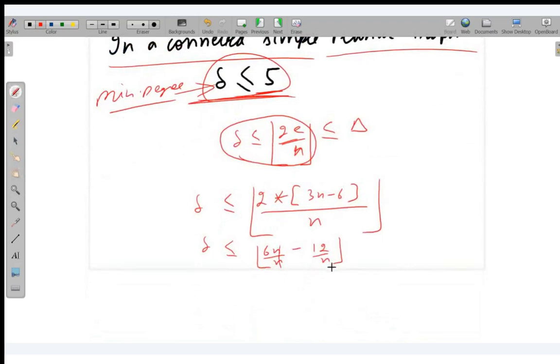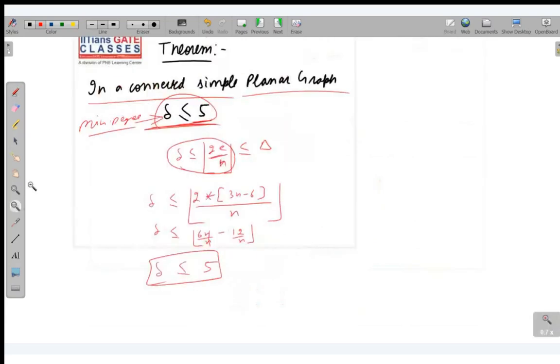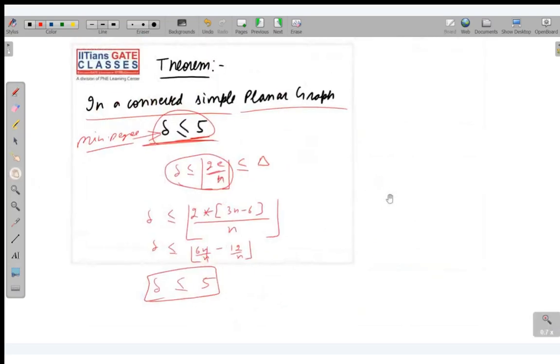If I take N to be very, very large, because for a general graph I am saying, we can consider 12 by N as a very small number, and 6 minus something with the floor function will be 5 only. So it will be less than or equal to 5. The upper limit I had to calculate. Any doubt here? Please let me know, otherwise I will jump to the next slide. Done? Done, sir.